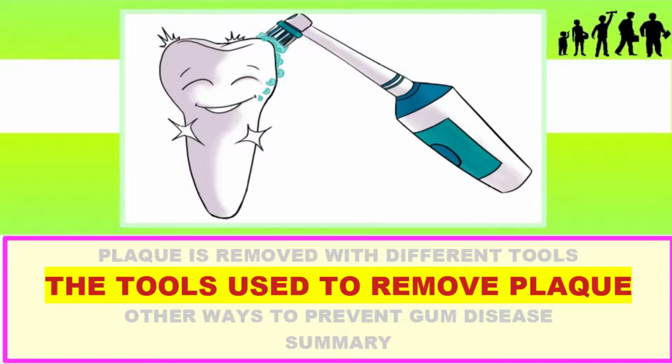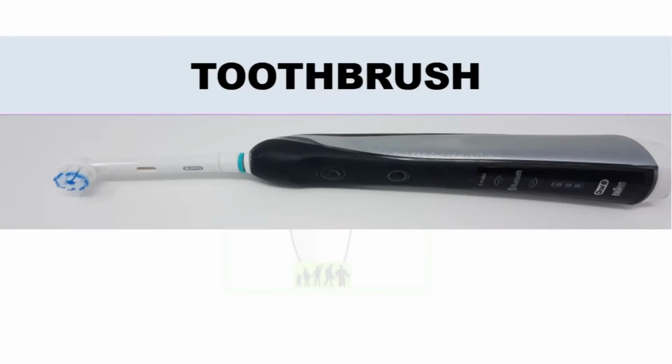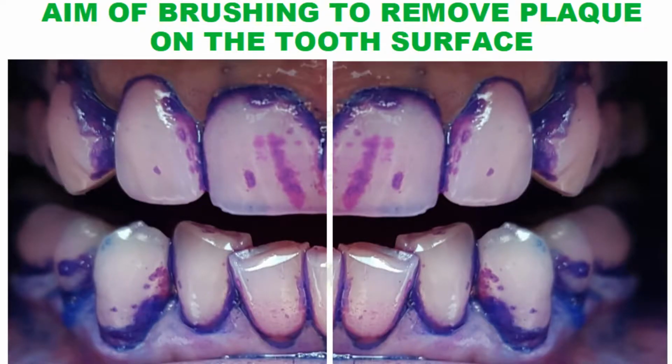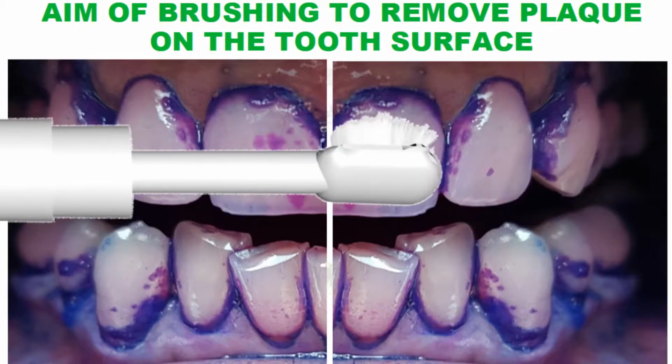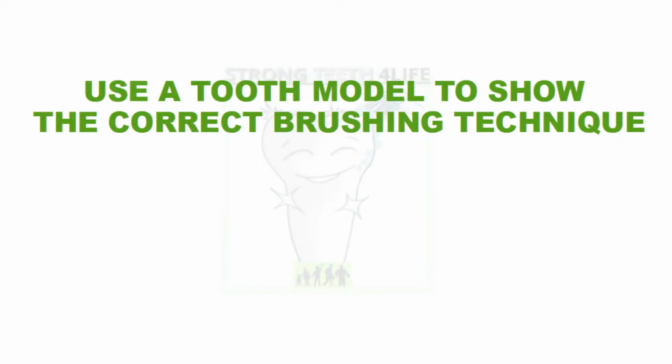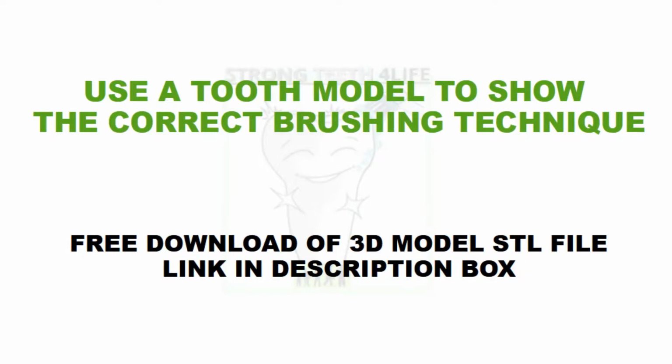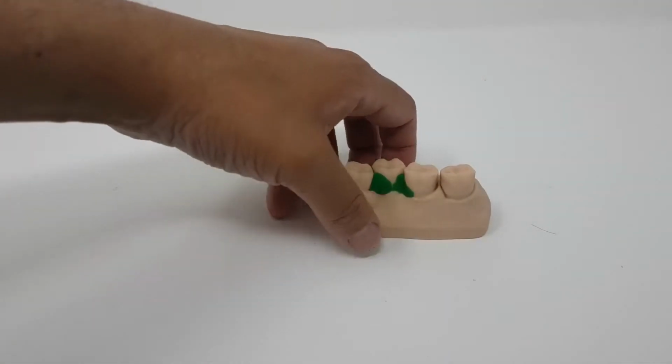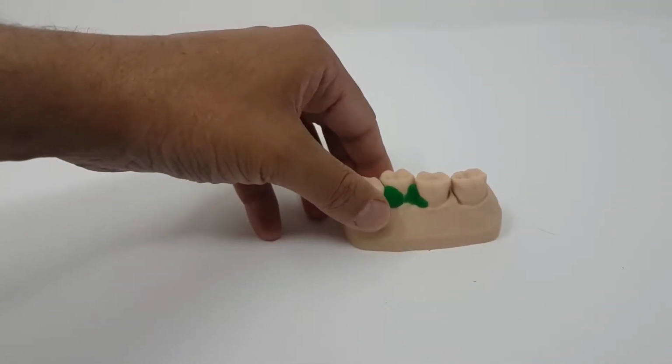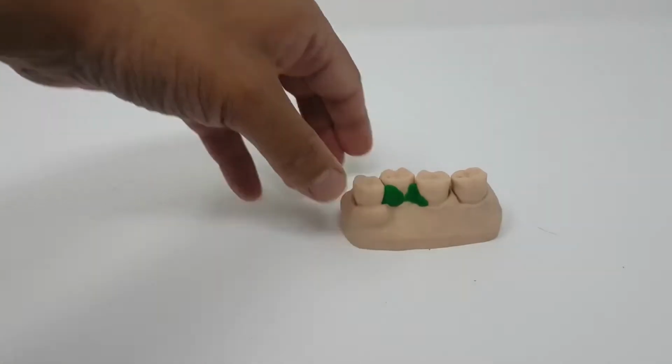Tools used to remove plaque. The first tool used to remove plaque is a toothbrush. The aim of brushing is to remove plaque on the tooth surface. So we are going to use a tooth model to show the correct brushing technique. There is a free download of this 3D tooth model STL file, link in the description box. I've just put some green Play-Doh to mimic food and plaque and debris.